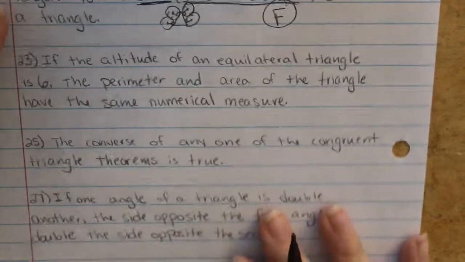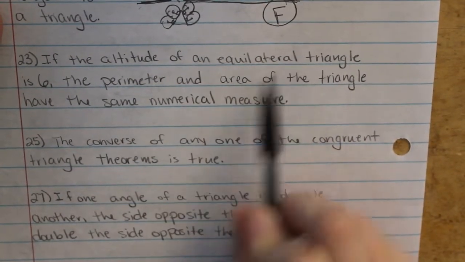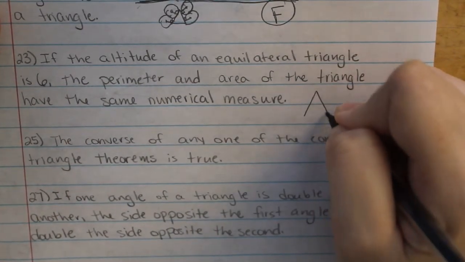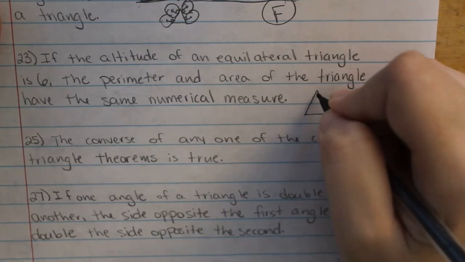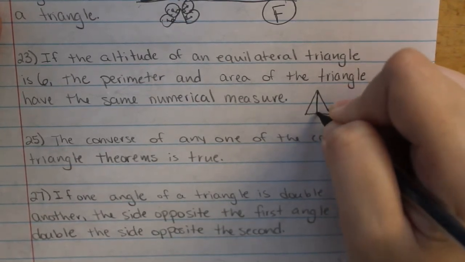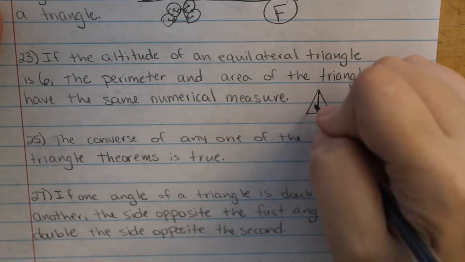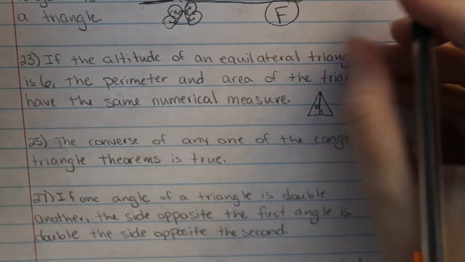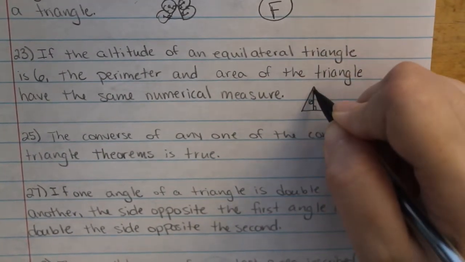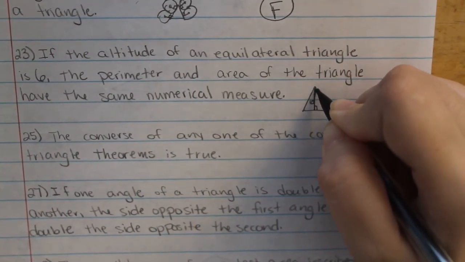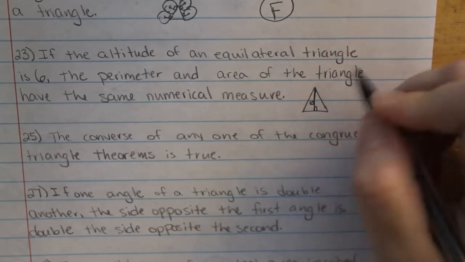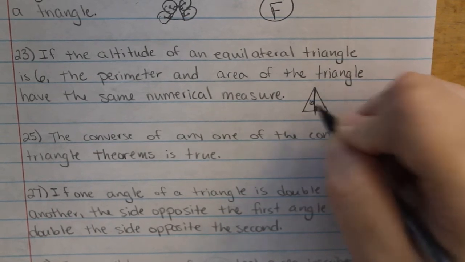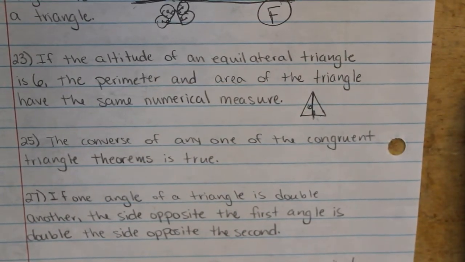Okay? If the altitude of an equilateral triangle is 6, the perimeter and the area of the triangle have the same numerical measure. So let's just simply draw what we're going to say is an equilateral triangle. So I'm going to do this. I'm drawing my altitude, and my altitude is 6. So the perimeter and the area of the triangle have the same numerical measure. I know that this is my long side in a 30, 60, 90 degree triangle. So I know that this is actually whatever this is times the square root of 3. So I'm actually going to divide that by the square root of 3.